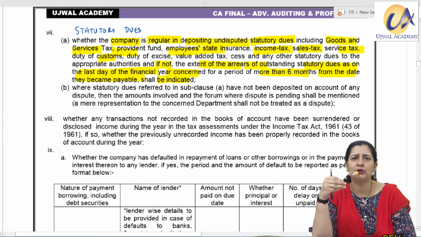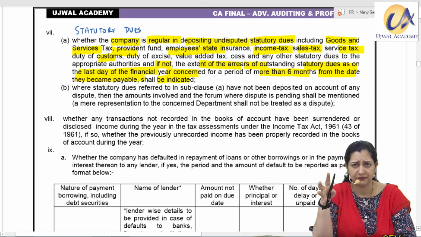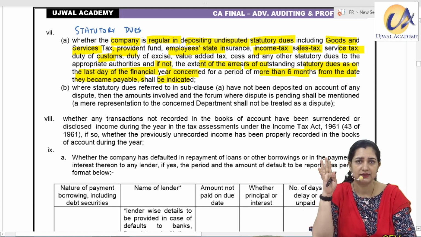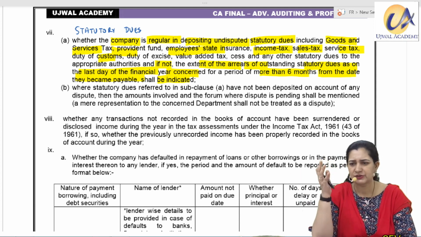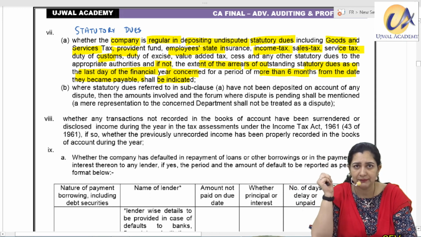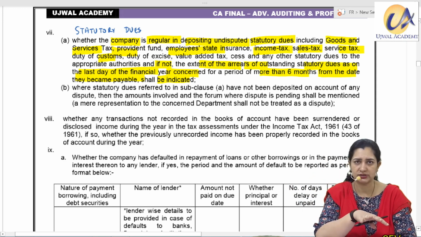So it may happen that you have one delay in the payment. It's okay. We are saying outstanding, the due is more than 6 months. Then the auditor will have to report about it. The idea is that all investors should know if the company is not regularly making their payments. That is the idea behind this clause.